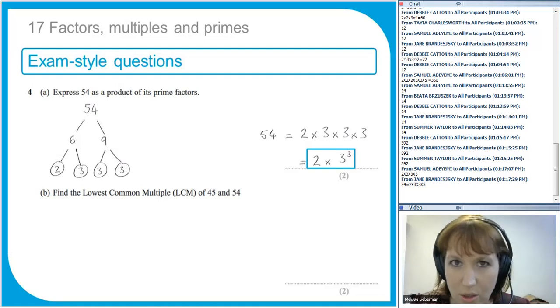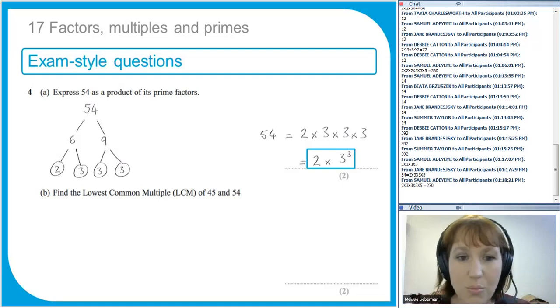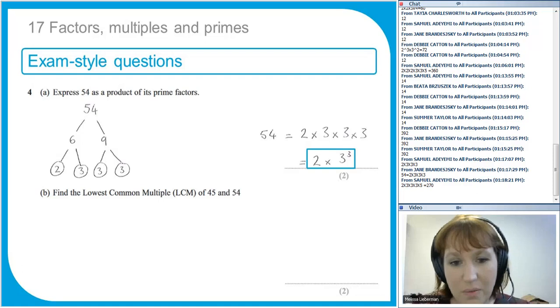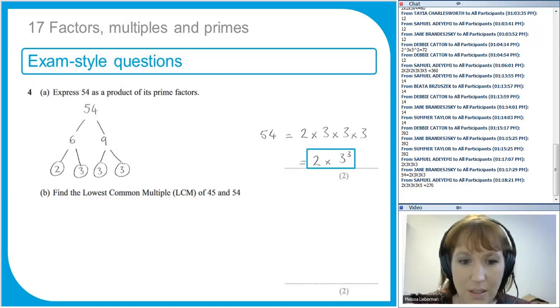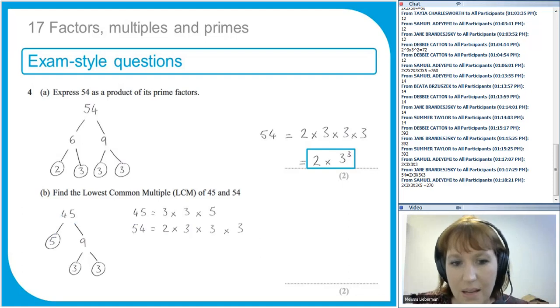So we're going to use the prime factor form, and the clue is in the first question, so that they've asked for the product of prime factors for 54. So let's write the product of prime factors for 45 and then use those numbers to find the lowest common multiple. So 45 is 5 times 9, 5 is prime, draw a circle around it, and 9 is 3 times 3. So 45 is 3 times 3 times 5. And 54, which we just worked out, is 2 times 3 times 3 times 3.